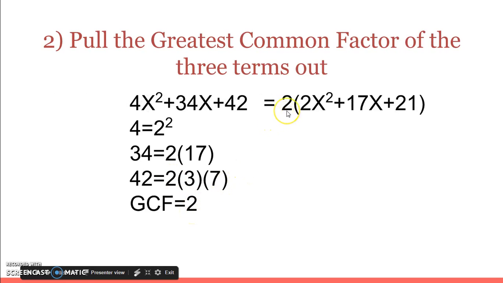So what we want to do next is go ahead and write our 2 down, and we're going to open a set of parentheses. And in that parentheses, we're going to write down what was remaining in each term after we pulled that 2 out. So for the first one, we had 2x squared. The second one, we had 17x. And the last one, we had 21. And then we go ahead and close off those parentheses.